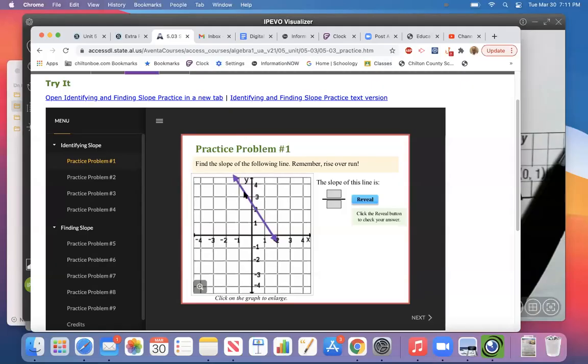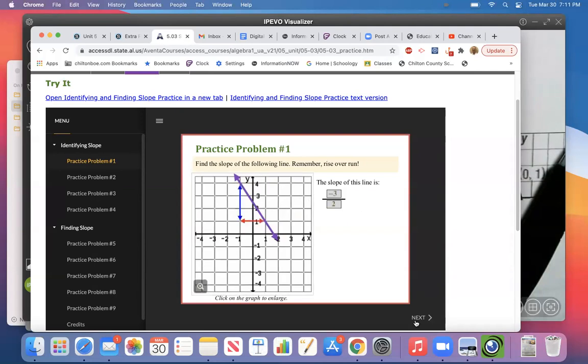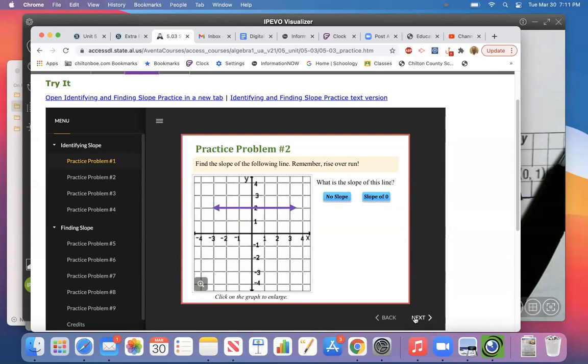Let me try to go through these. I'm looking for the slope of this line. It goes through the grid right here, and again, right here. So that is a rise of -1, 2, 3, run 1, 2, so -3 over 2. This is a flat line. I rise 0, I run whatever. 0 divided by anything is 0.